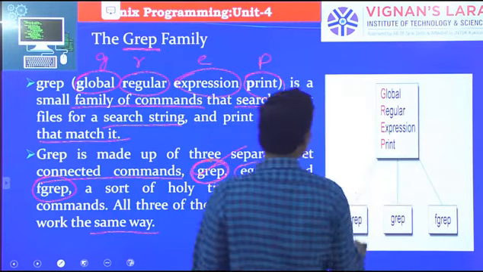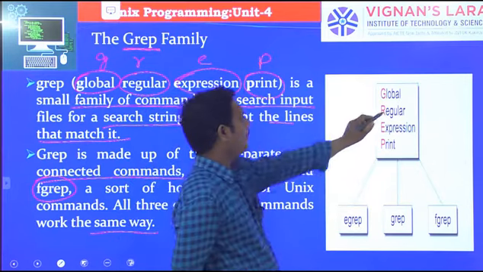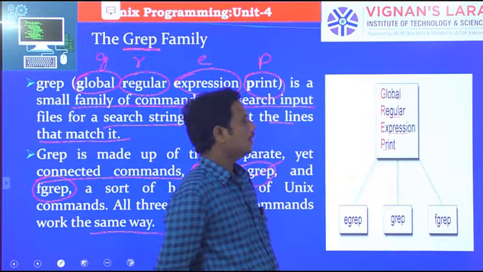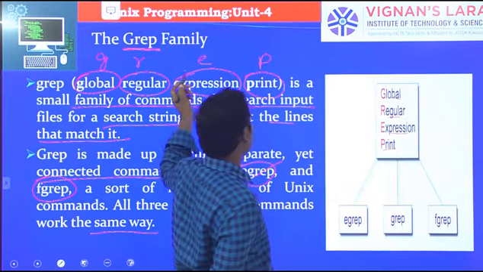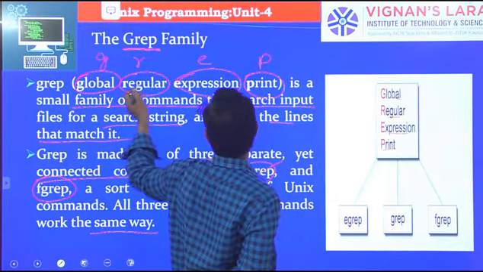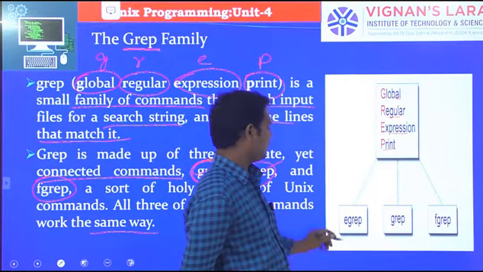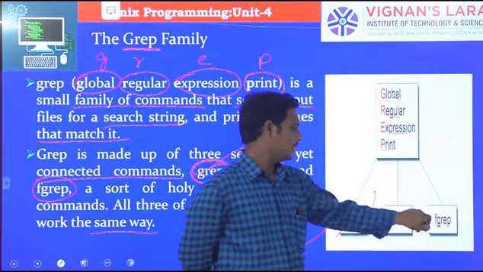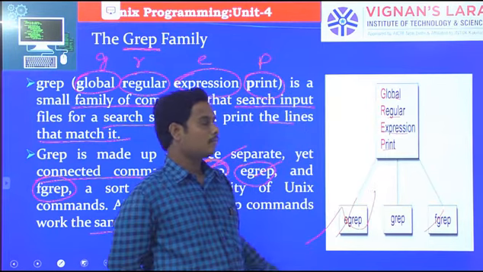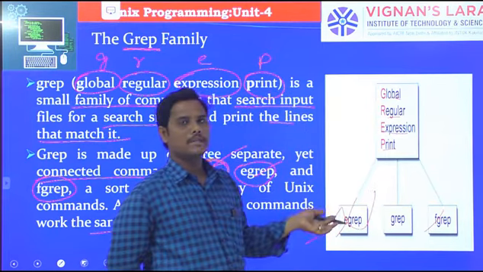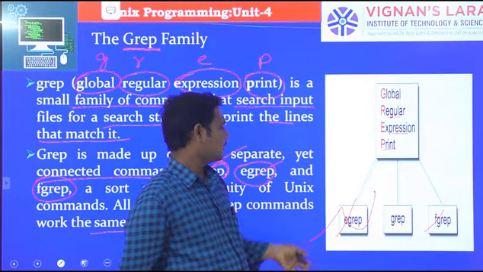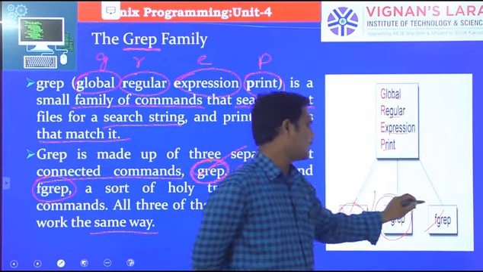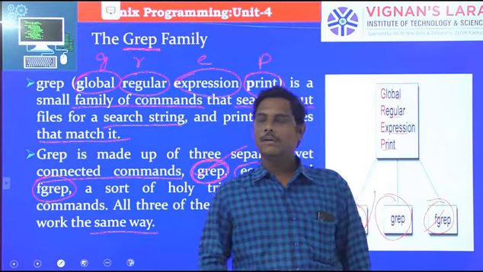You can see the diagram: global, regular, expression, print. So what is that? Grep. Here egrep, grep and fgrep are the three types of grep family commands. One by one we will discuss. First we will discuss grep, then egrep, then fgrep.